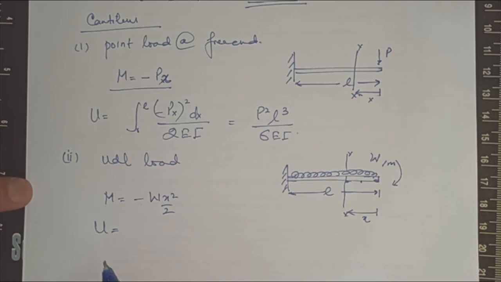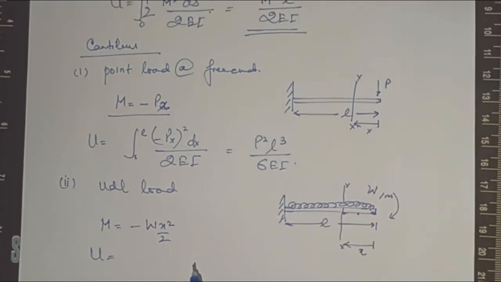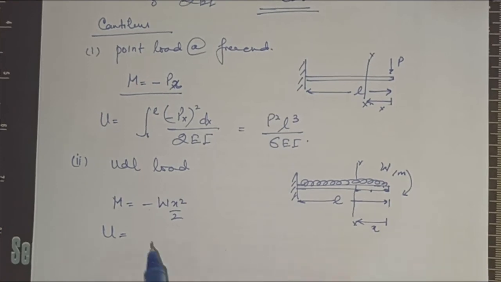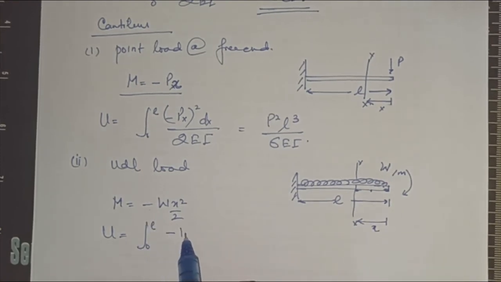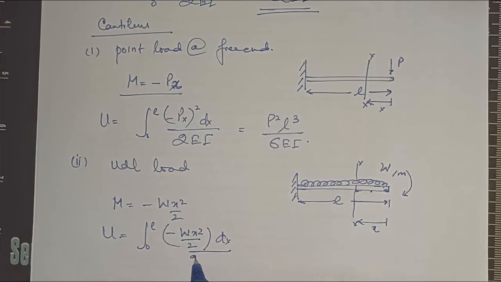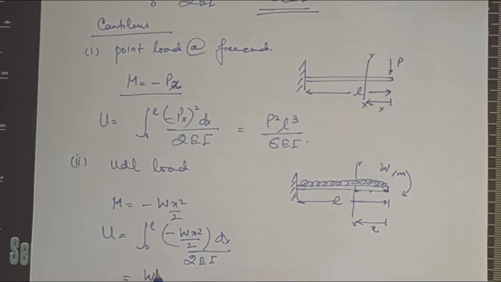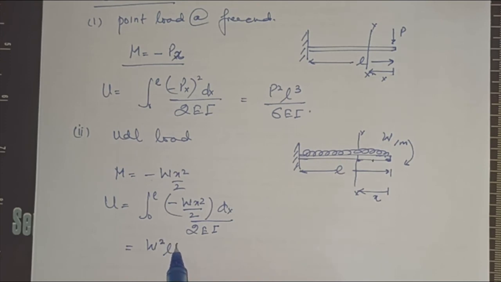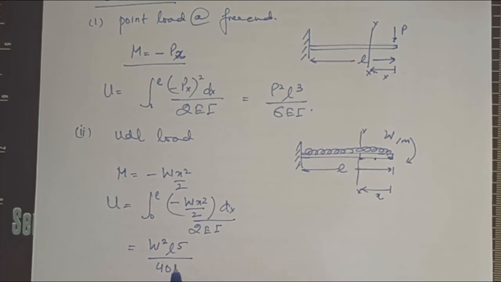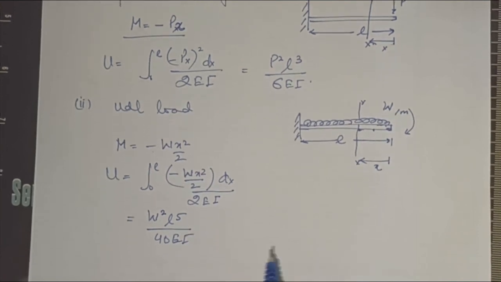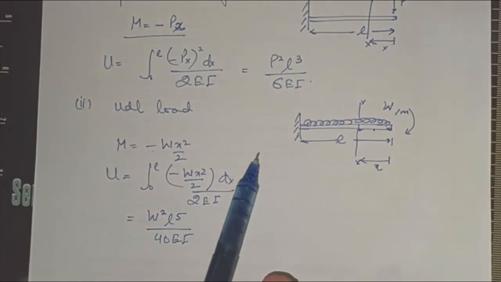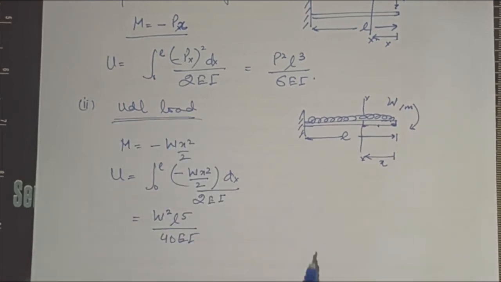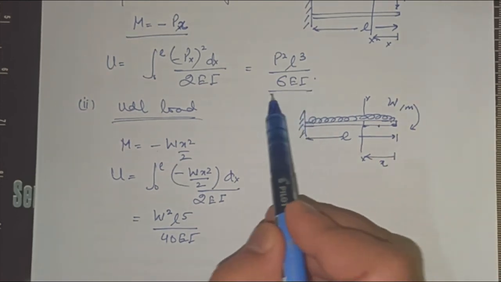Then U becomes, again put it in the same equation, integral 0 to L of minus wx square by 2, dx upon 2 EI. So this will become w square L5 upon 40 EI. These expressions in the books people have obtained, 40 EI. Nothing conclusive is coming from this, as you can see.